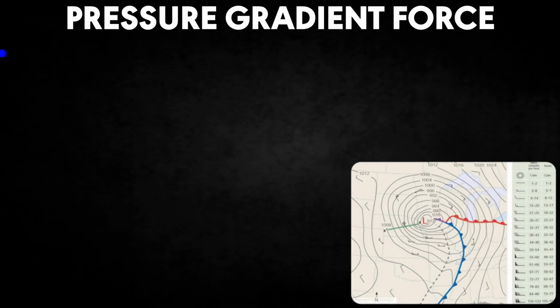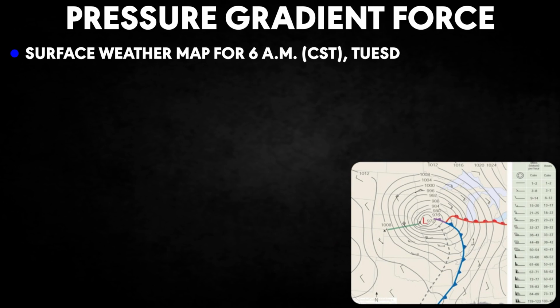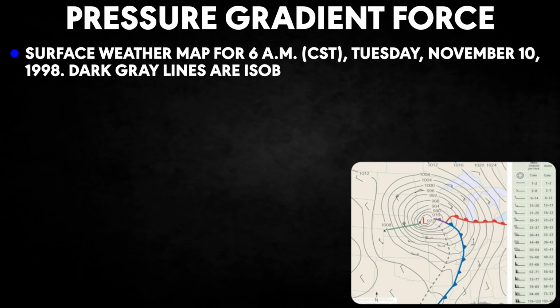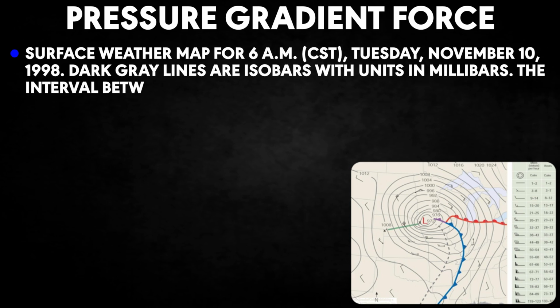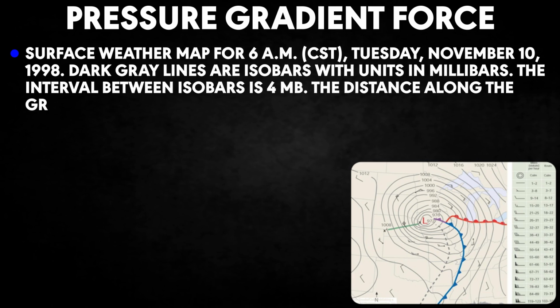Pressure gradient force. Surface weather map for 6 a.m. CST, Tuesday, November 10, 1998. Dark gray lines are isobars with units in millibars. The interval between isobars is 4 MB. The distance along the green line XX is 500 km.